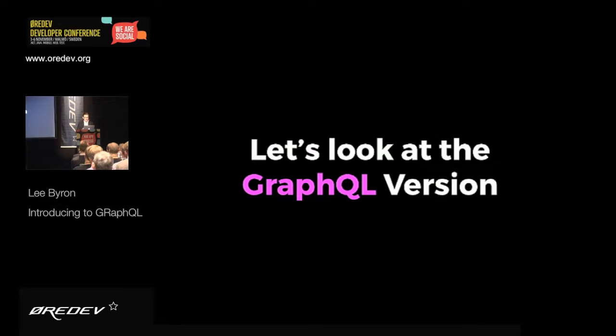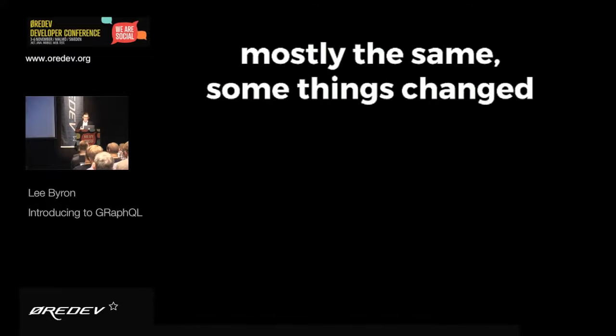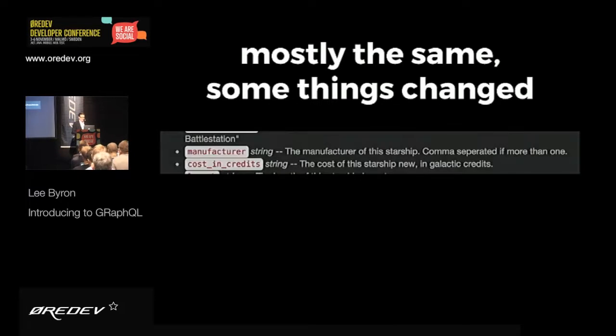Let's look at the GraphQL version of that. For the most part, everything's going to be the same. However, where there are links, we're going to keep that and expand them inline. But here, can you notice what I looked at and shuddered?